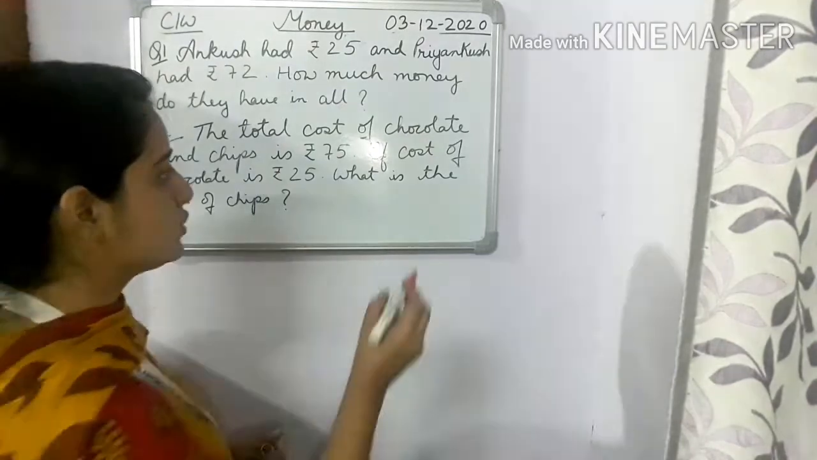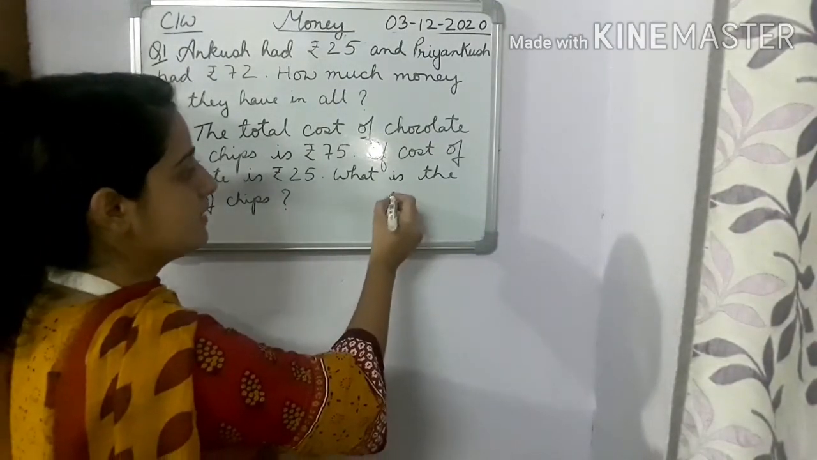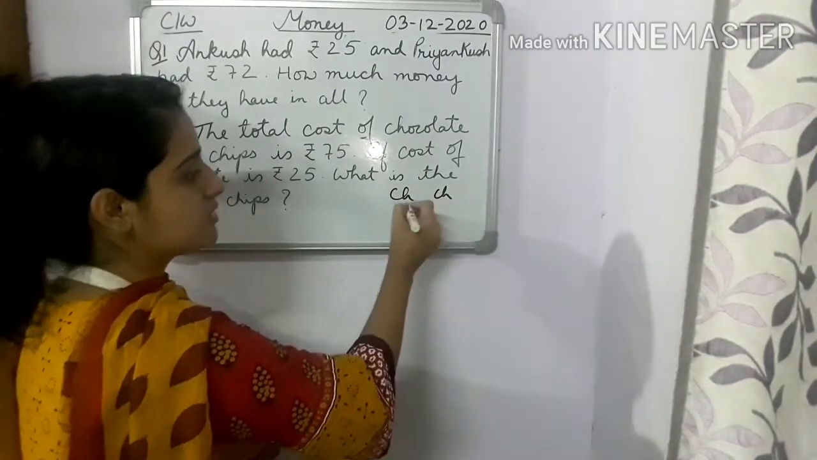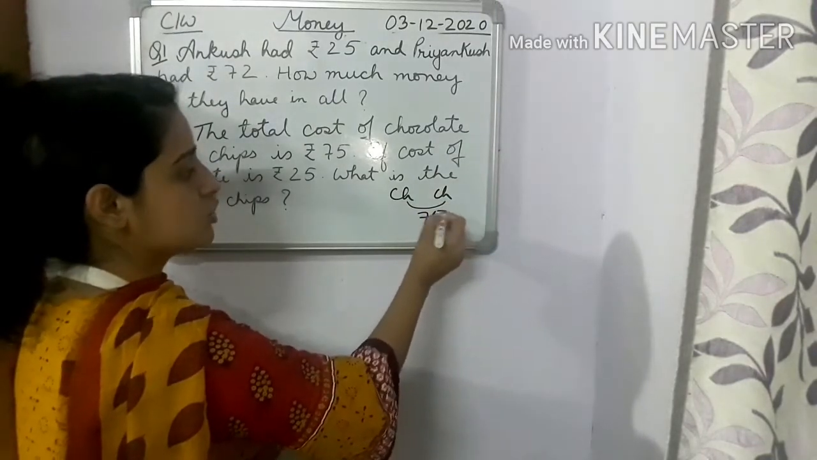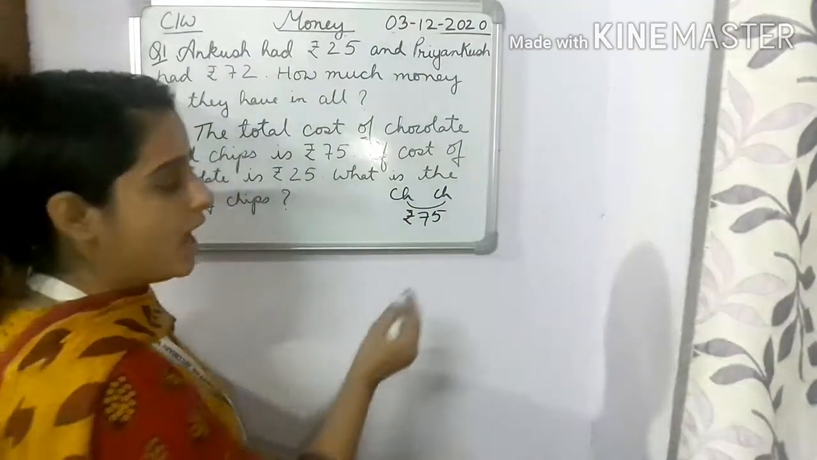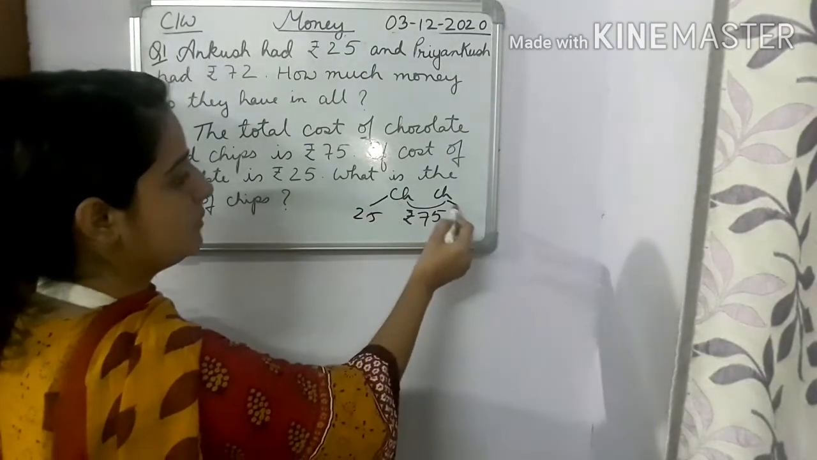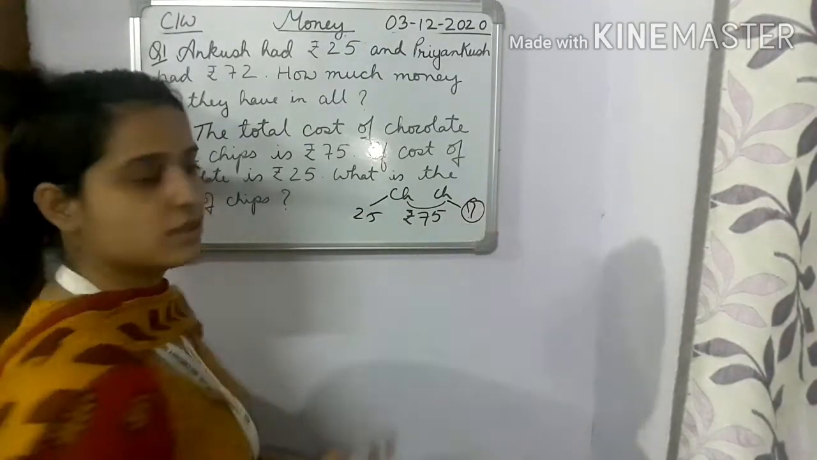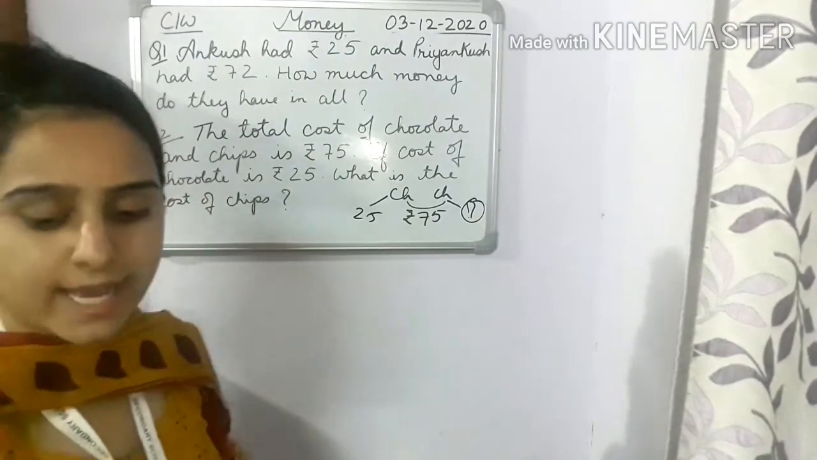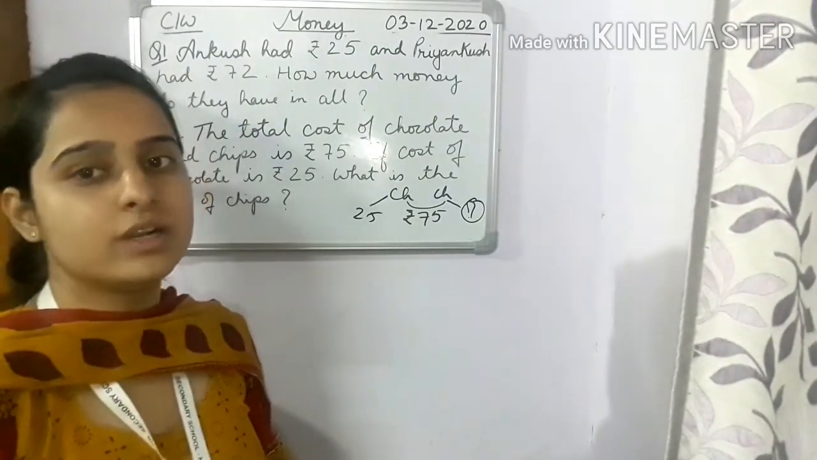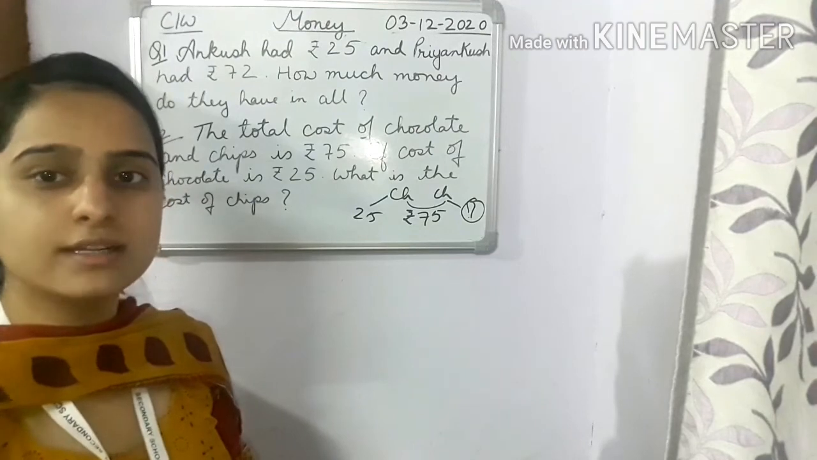I would just like to explain briefly, children. Chocolate and chips both cost rupees 75. Out of this, your chocolate costs rupees 25. So what will be the cost of chips? Try this, think over it, and we'll discuss the answers to these questions in our next class.